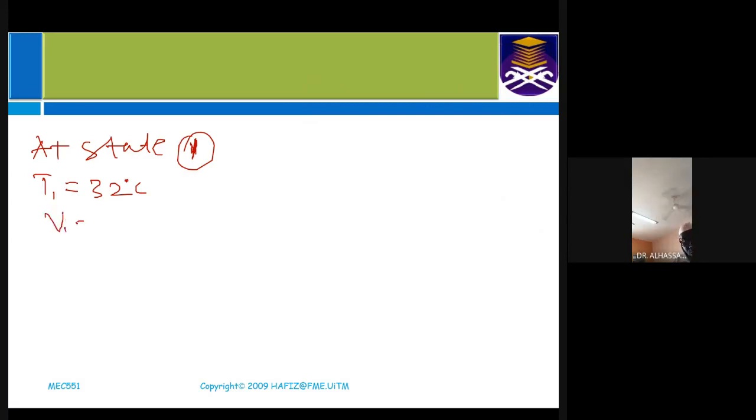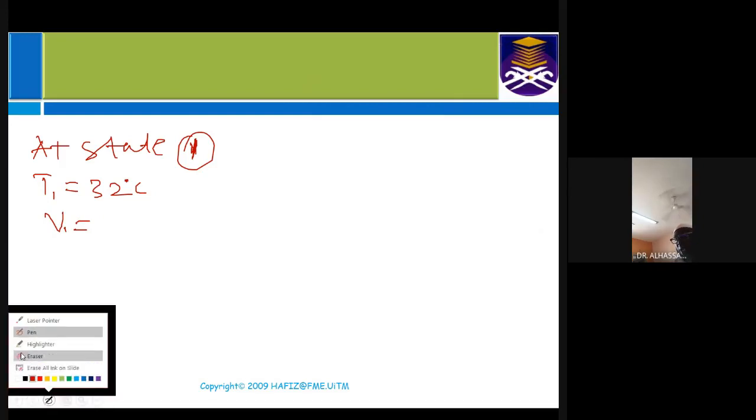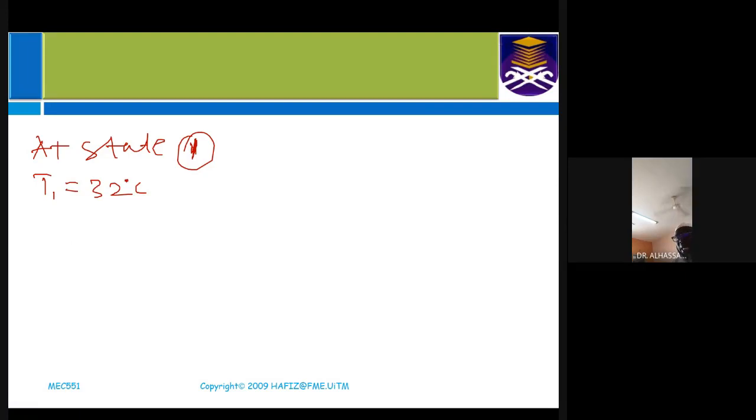Okay? So we move to the psychrometric chart at state 1. At state 1, what information do we have? At state 1, we know T1 equals 32 degrees Celsius. And then V1 equals, the velocity cannot help us. Okay, so only the temperature and the relative humidity we are going to use.